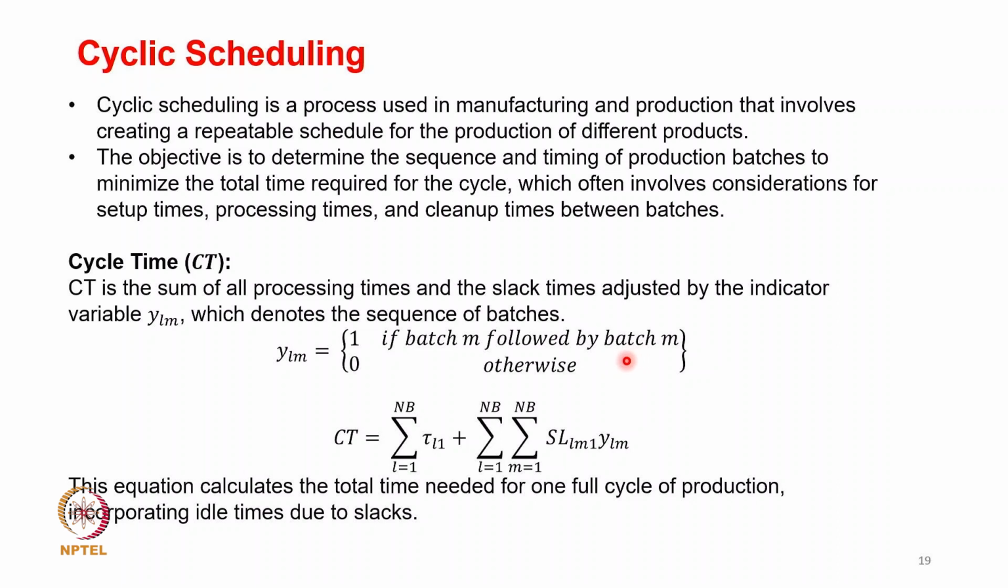So the total cycle time would be tau L plus the slack times that you have to factor in. So the total CT would be the summation of L equal to 1 to NB of tau L, plus the double summation over L from 1 to NB and M from 1 to NB of S_LM times Y_LM. The equation calculates the total time needed for one full cycle of production, including the slack. So you have the cycle time, but now you integrate the slack time also, because that is something you need to operationally minimize.